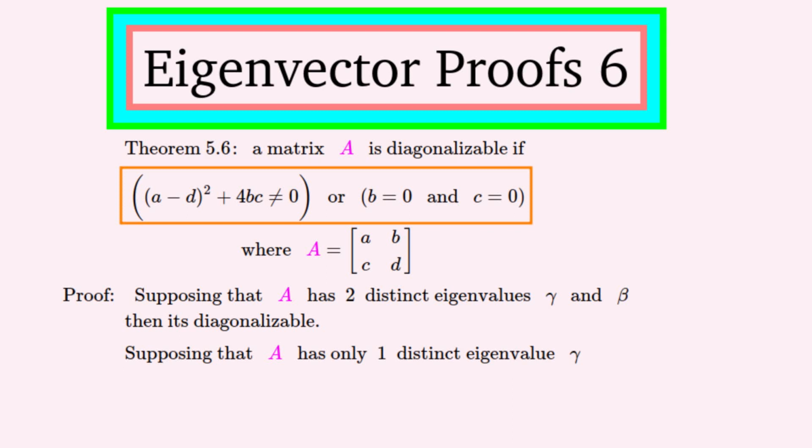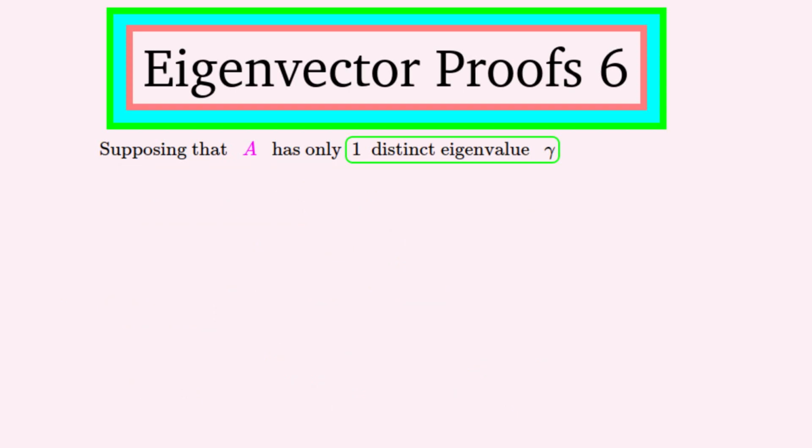Now we come to the case where A has only one distinct eigenvalue, which is more complicated. Then A is equivalent to only two possible matrices. The first matrix is a diagonal matrix with only one value gamma in its diagonal, or the Jordan canonical matrix with gamma in its diagonal and an extra one in the top right hand corner, in which case it isn't diagonalizable. So I'll just make some more room on the screen.